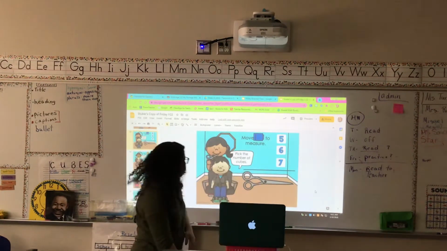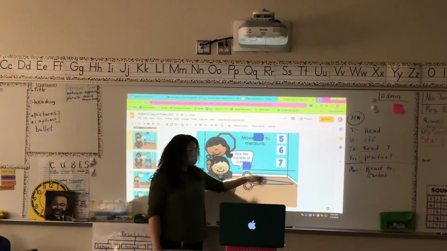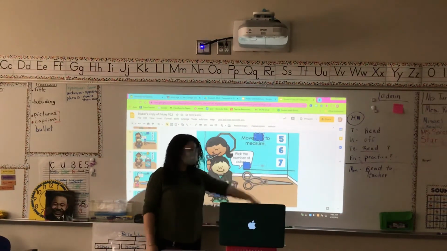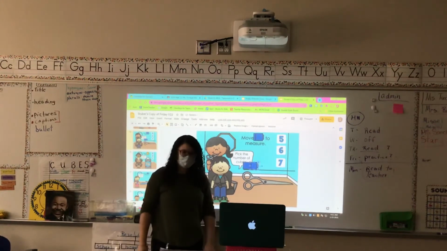Good job. All right, let's see. We got 1 cube. And when we measure, are we going to measure with a gap in it? Are we going to get the right answer? Oh, we got to go closer, right?